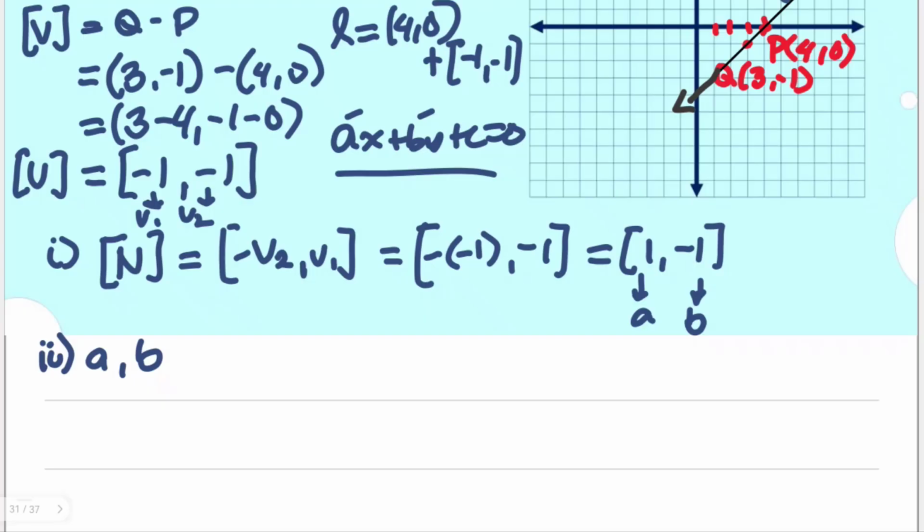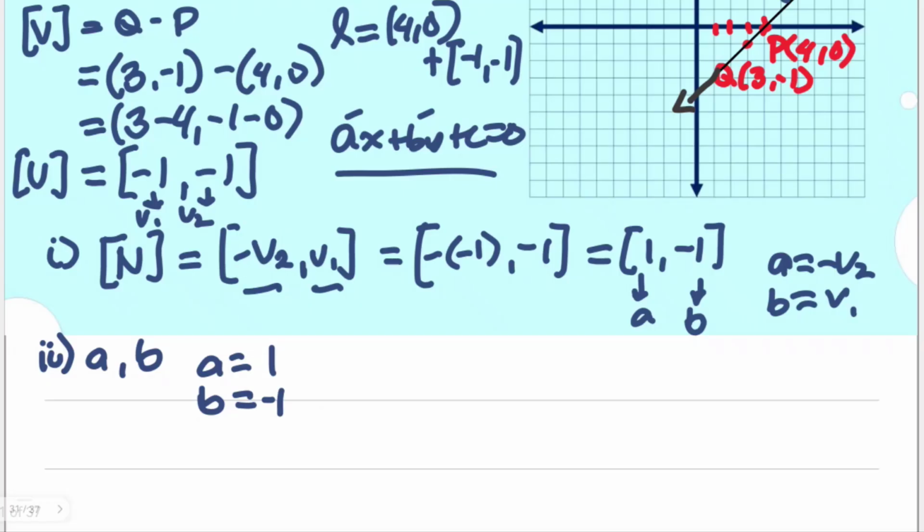Or in this case, you can simply say a is this value, negative v sub 2, and your b is actually this value, v sub 1. So in this case, our a is positive 1 and your b is negative 1. So we're almost there. What we just need to identify next is the value of c to complete this form.